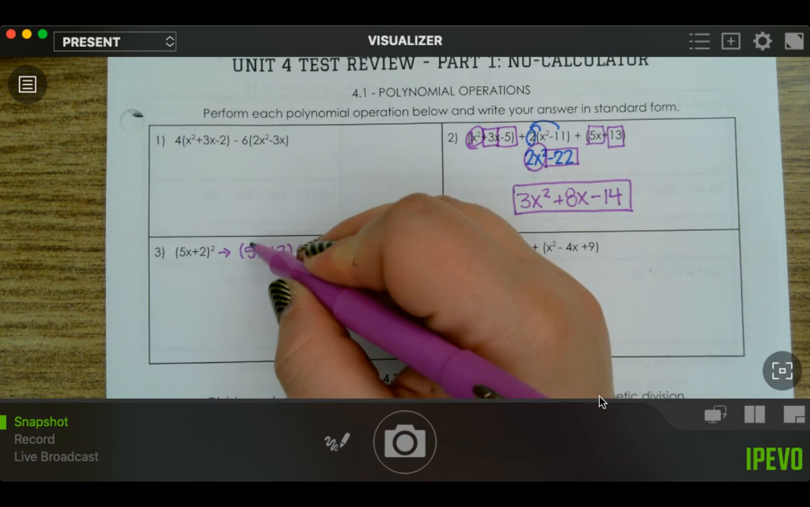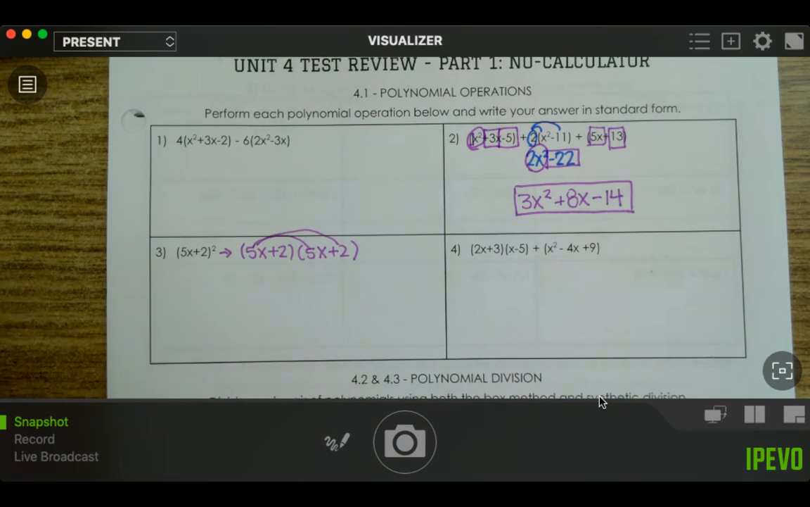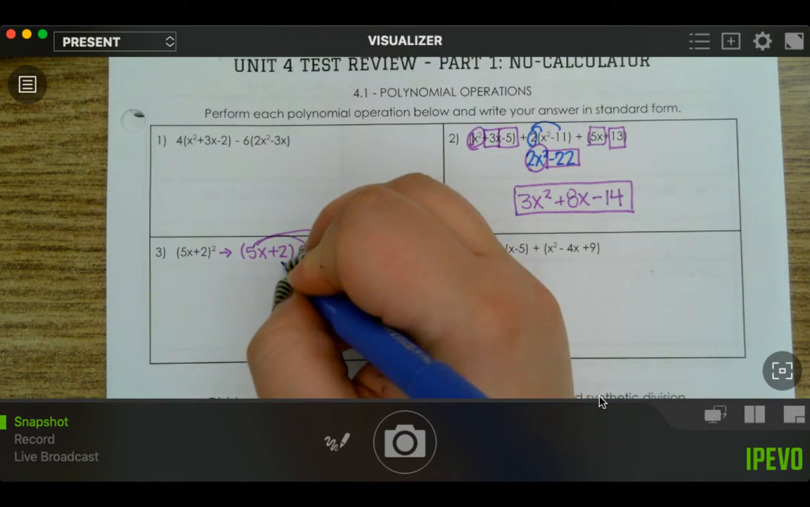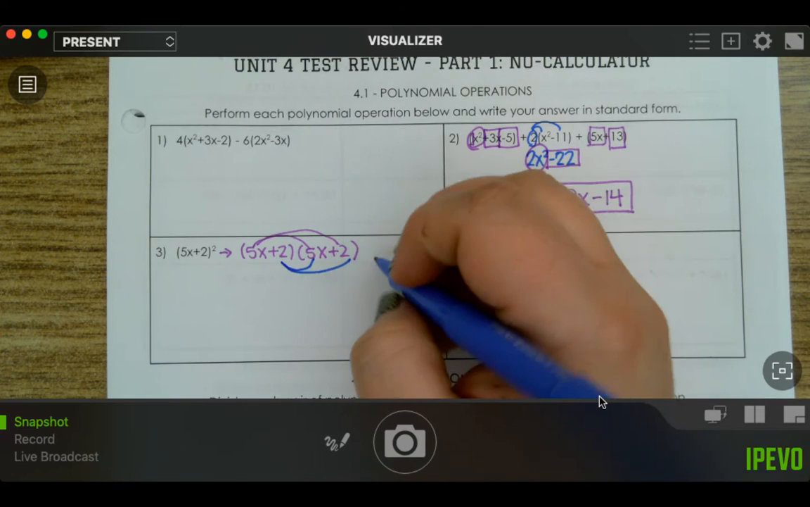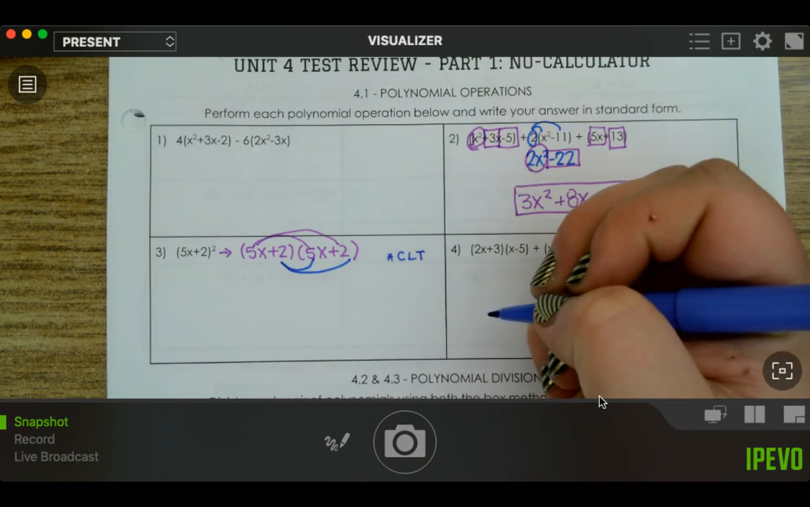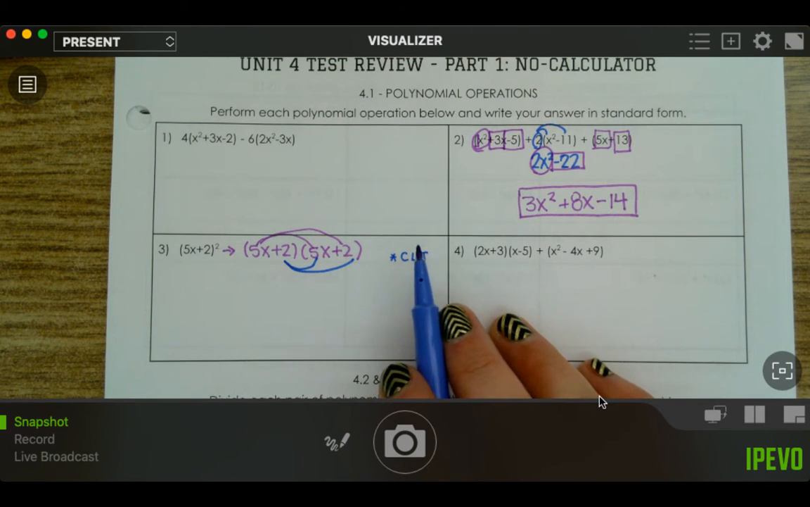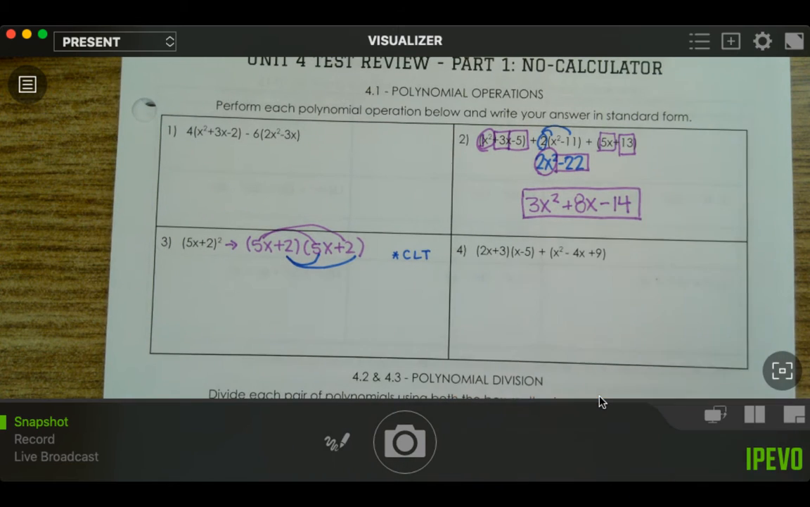And then you're going to take this 5x and multiply it to both of these. And then you would take this 2 and multiply it to both of those. Okay, don't forget to combine like terms. CLT stands for combine like terms. And then on number 4, this is the one I'm going to do with you.